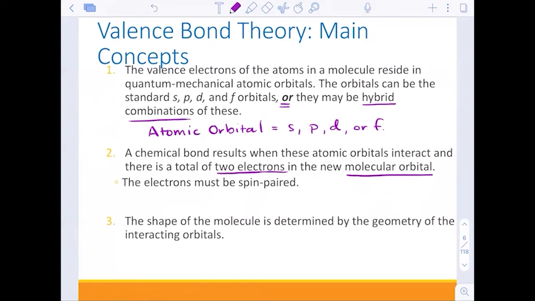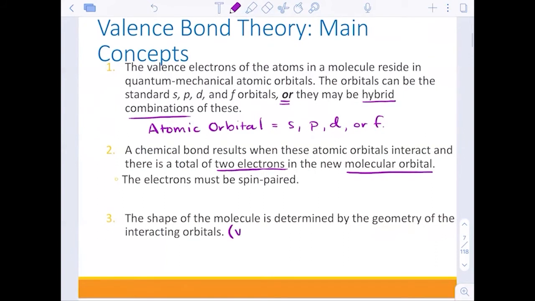This is where we start to see how molecular orbital theory will play a role in valence bond theory. Now, the shape of the molecule is determined by the geometry of those interacting orbitals. That's where VSEPR theory, valence shell electron pair repulsion theory, is enhanced.